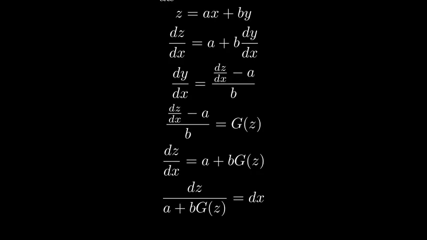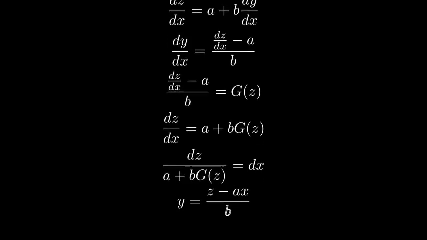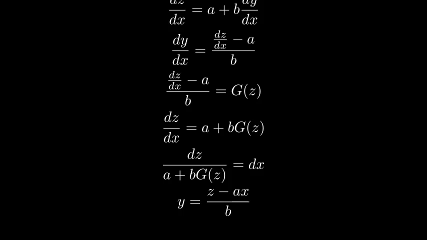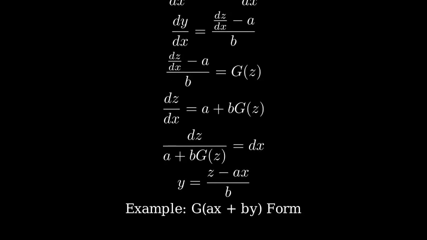This is a separable equation in variables z and x: dz/(a + b g(z)) = dx. After solving for z in terms of x, we substitute back to find y using y = (z − ax)/b. Let's conclude with an example of this alternate form.